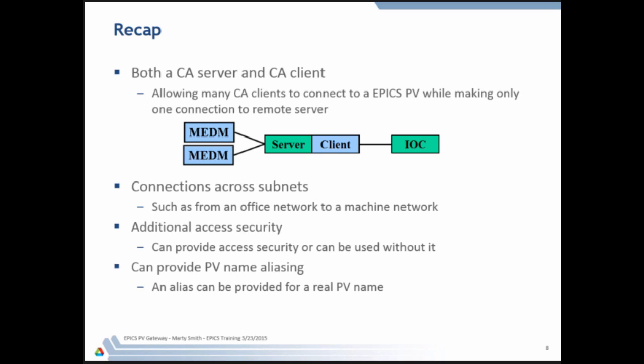It provides additional access security. A lot of beamlines don't have any access security on their IOCs, for example. If you wanted it, you could either put it in the IOC, or you could put it in a PV gateway, or you could do both. And it can provide PV name aliasing for those PV names that are rather obscure and don't really tell you, okay, well, what does this PV mean?